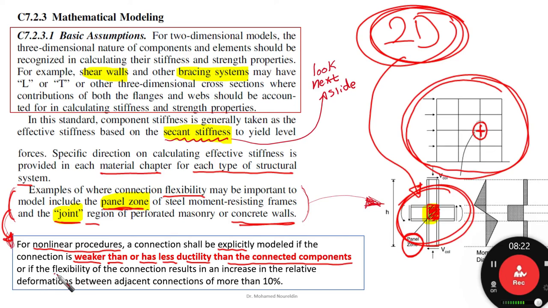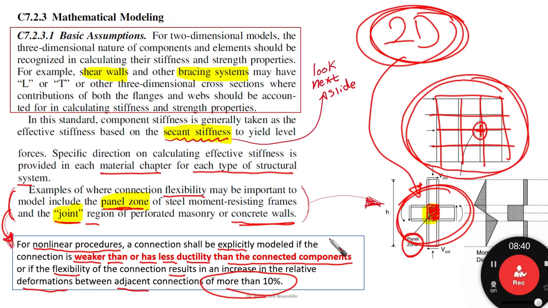Or if the flexibility of the connection results in an increase in the relative deformation between adjacent connections of more than 10%. This means that whenever you are going to use 2D analysis, and of course also 3D analysis, but I'm placing an emphasis here on these points because with 2D analysis maybe you are thinking about simplifying everything, but actually there are some regions that you need to take care of because they are going to highly influence the seismic performance of the 2D analysis that you are performing.